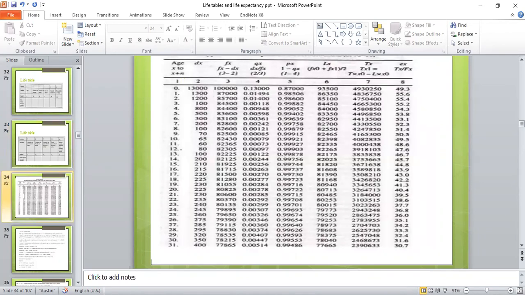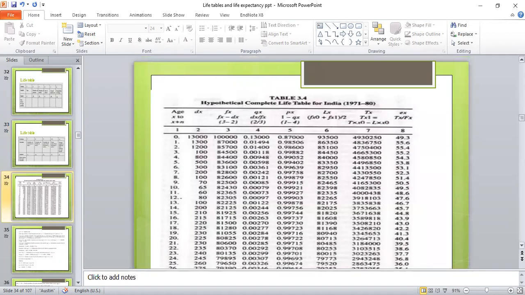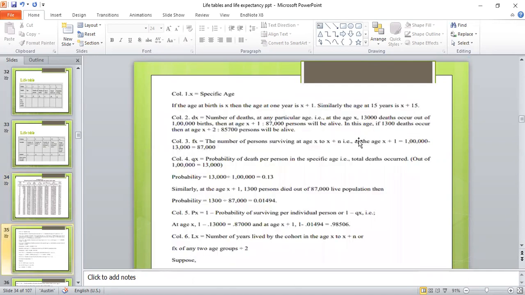This is the life expectancy table of a hypothetical cohort, a complete life table for India from 1971 to 80. It has 8 columns, in which age x is given, dx is the death rate, followed by qx, the probability of dying, px, the probability of surviving, and so on. ex represents the life expectancy at various ages. This complete life table is actually a cohort life table because it presents the age interval periods from 1971 to 80.